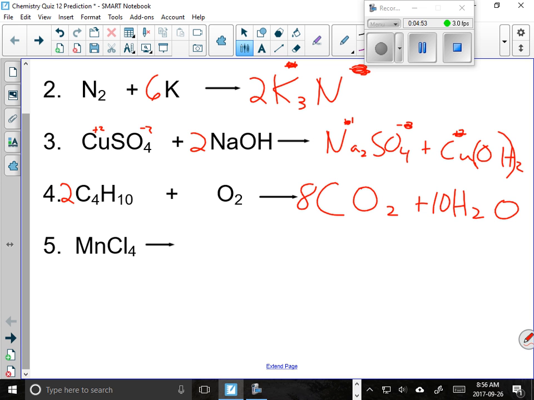And now we look at the oxygens. So in the carbon dioxide, I have 16, and I have 10 more here for a total of 26. 13 times 2 is 26. You're going to get 1 mark for the balancing, 1 mark for carbon dioxide, 1 mark for water.